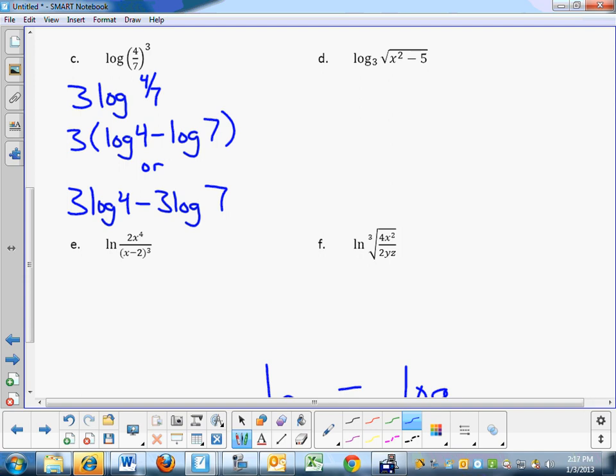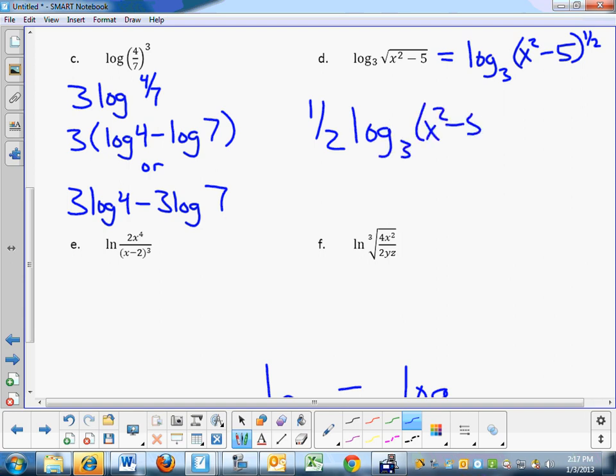Any questions? All right. This one I should rewrite. You guys got the idea now. If you got that one, now it's just about showing you some of the tricks of the trade. That would be log base 3 of (x squared minus 5) to the 1/2 power. Instead of writing it as a square root, I'm going to write it as the half power. That's an easier way to understand it. What's the first step? Put the 1/2 out front: 1/2 times the log base 3 of x squared minus 5.